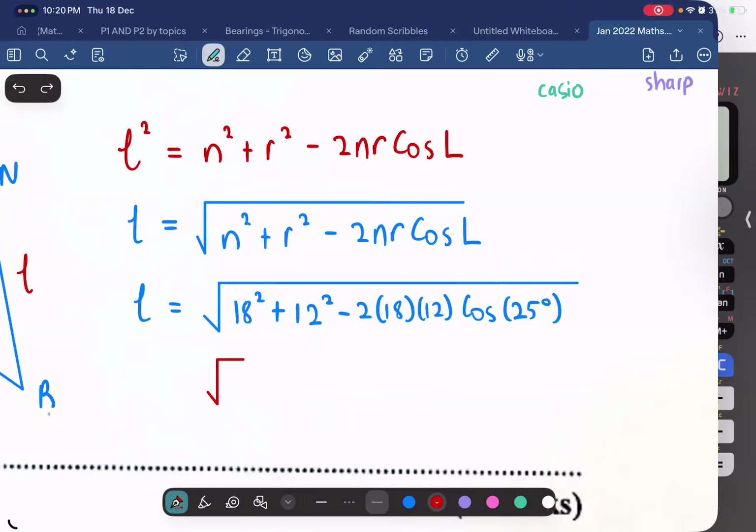So you're going to press square root, then open bracket, 18 squared plus 12 squared minus 2, open bracket 18 close bracket, open bracket 12 close bracket, cos, open bracket 25 degrees, close bracket.